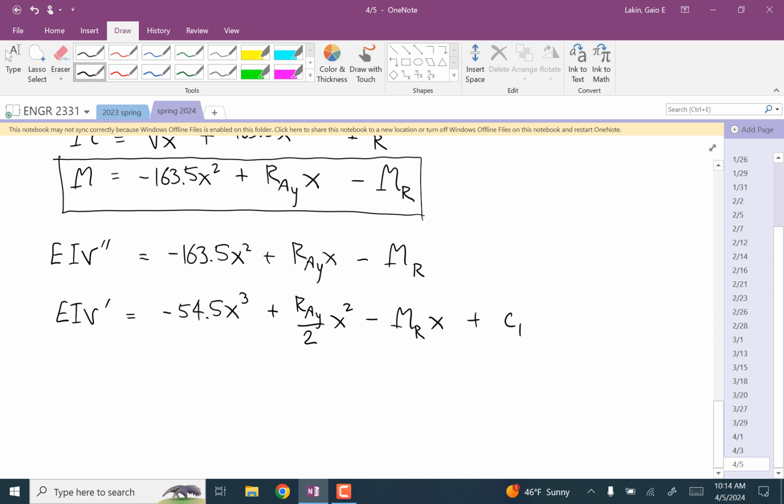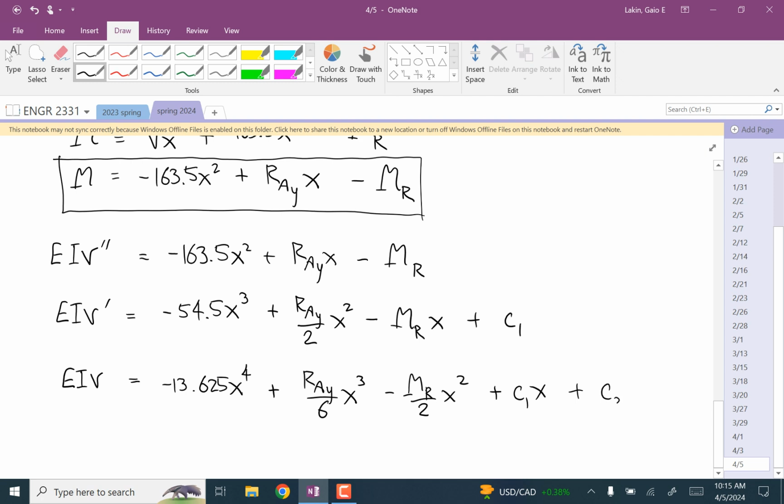And then integrate again, EI times the deflection is equal to negative 13.625 x to the fourth plus RAY over 6 times x cubed minus MR over 2 times x squared plus C1x plus C2.